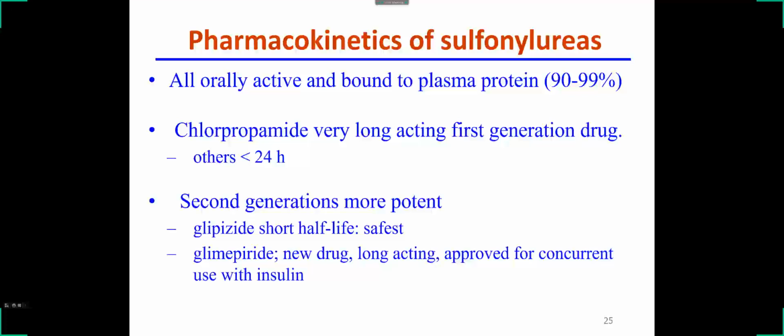As I mentioned to you, the second generation and third generation compounds are more potent. Glipizide has a relatively short half-life and is thus considered in many ways the safest. Glimepiride is a relatively new drug. It's newer, I wouldn't say it's new now. It's long-acting and approved for concurrent use with insulin, which is attractive for patients who are being treated with insulin substitution. So it is a handy version of the sulfonylurea.